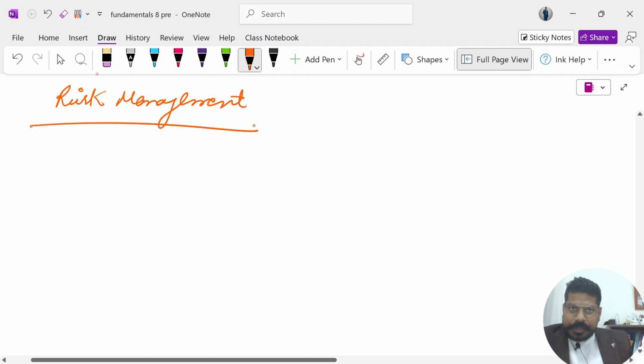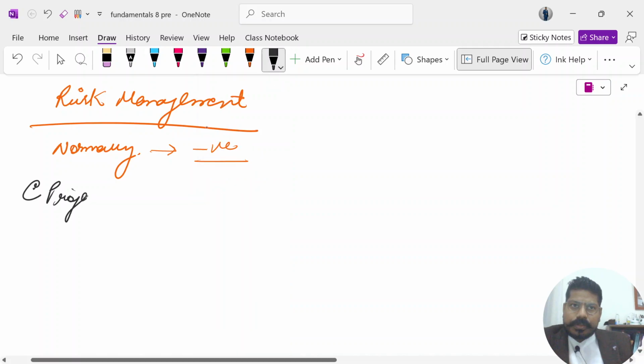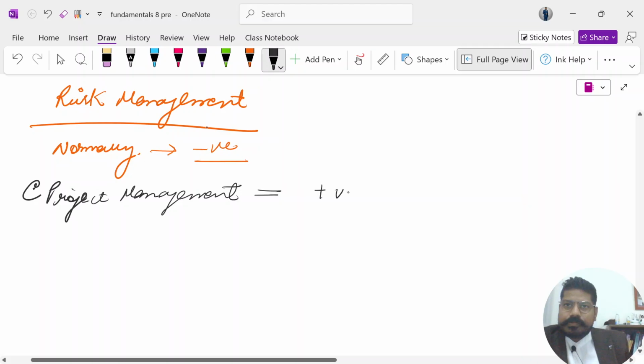In normal life, normally, risk is known as a negative thing. However, in project management, risk is not entirely negative. It is both positive as well as negative.